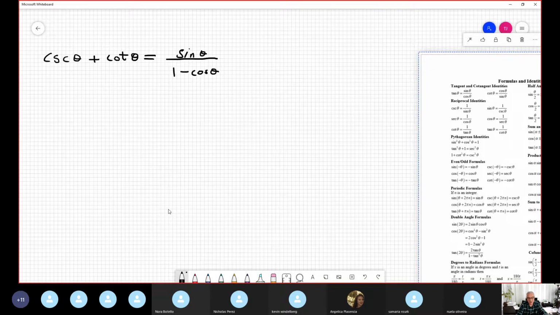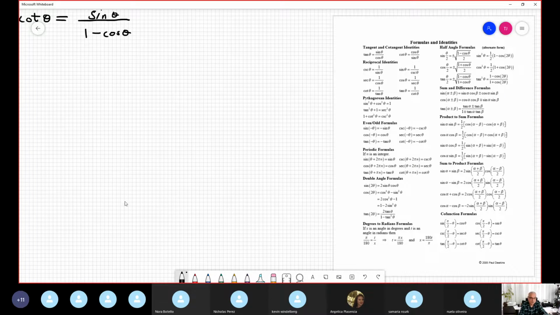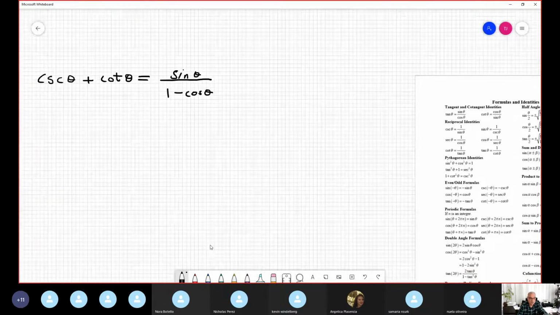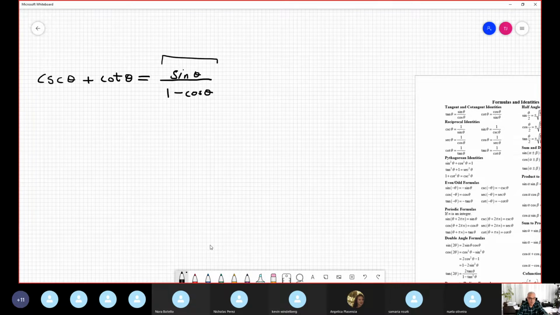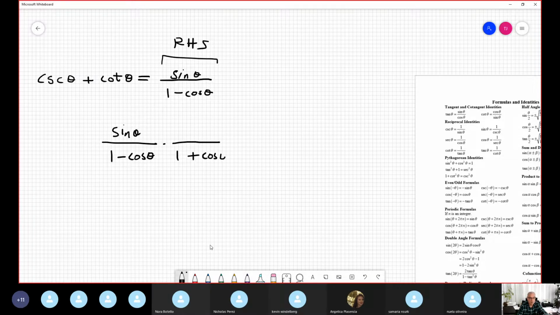Rationalize. Rationalize is not necessarily only when there's a radical. So you multiply by the conjugate like that. Look, if you take the right-hand side, I want to copy it separately: sine theta divided by 1 minus cosine theta. And you multiply by the conjugate. The conjugate is 1 plus cosine theta. This works like a smart move that can help me simplify the original problem.